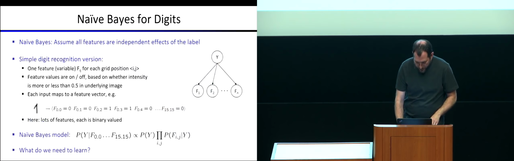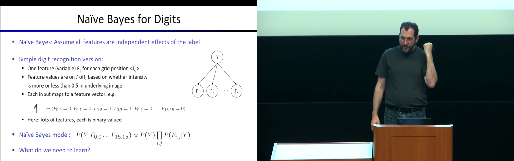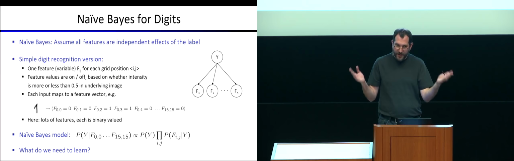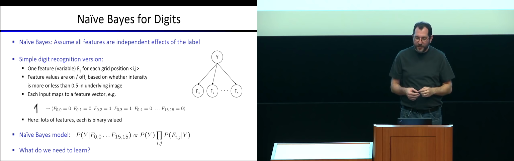So here's what a naive Bayes model would look like for digits. It's in fact super simple as Bayes nets go. So what we will do is we will assume that there is one special node. It's going to be the label. Here that's written as Y. And that label's domain will be the various digits, 0 through 9. Then there are going to be a bunch of features. What are the features? Well, you might have a feature for every pixel in the grid that's binary valued. That's either on or off, based on whether it's above or below a certain threshold.